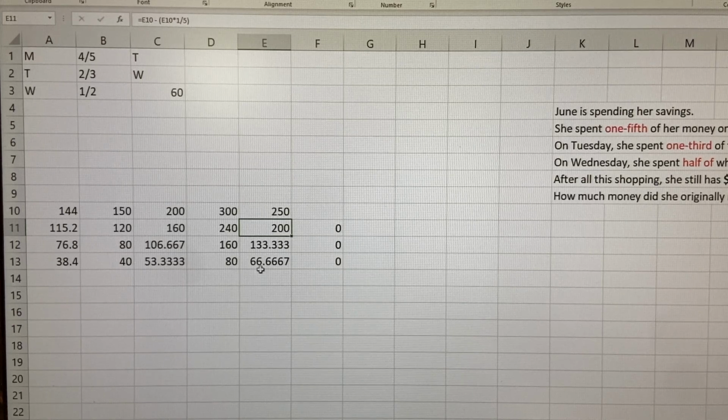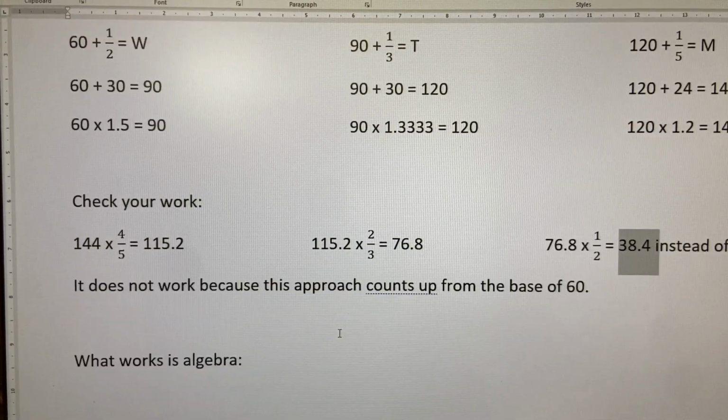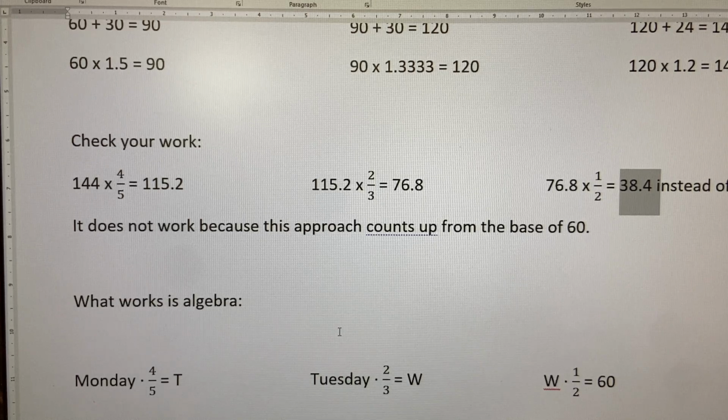Okay, we're getting close to $60 here, and so it's between $200 and $250, and you can continue with guess and check. Eventually you're going to get to 60, but this is one approach that also works. I have here algebra, that also works.